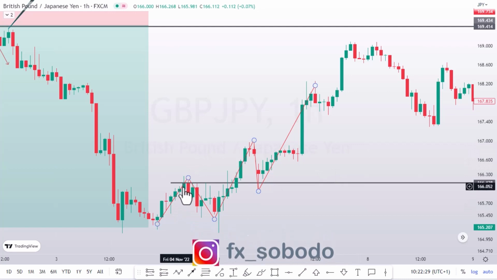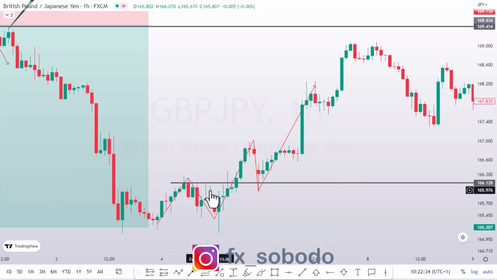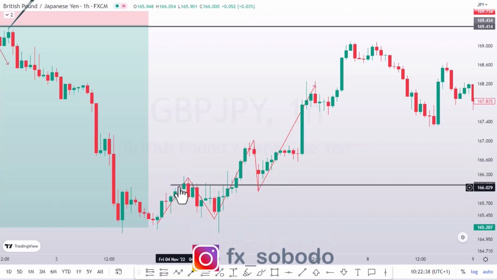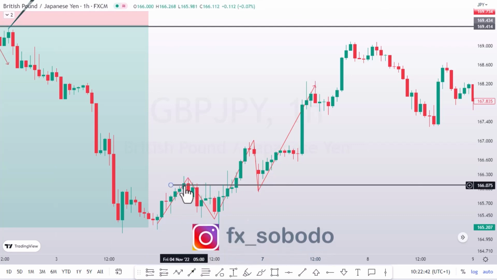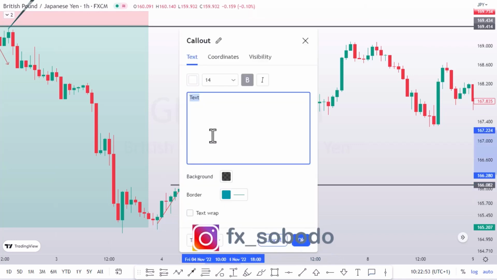If you notice, price bounced off this line many times, 1 2 3 4 5, the more bounces the better your resistance is. You see 1 2 3, 1 2 3 4 5 6 times price was what? Bouncing off this resistance zone. And finally, you see resistance got broken.